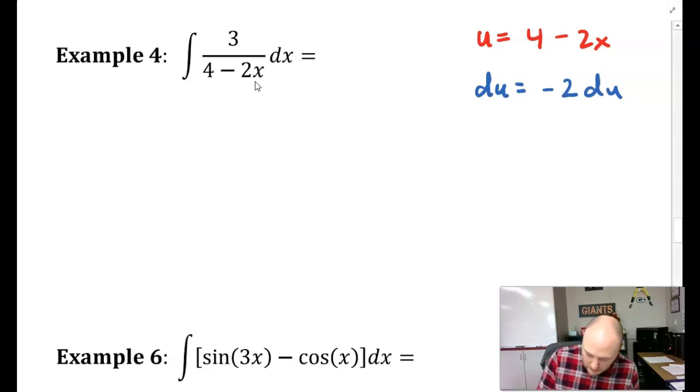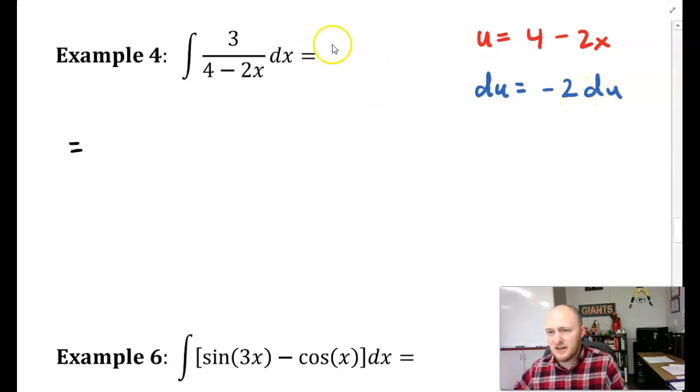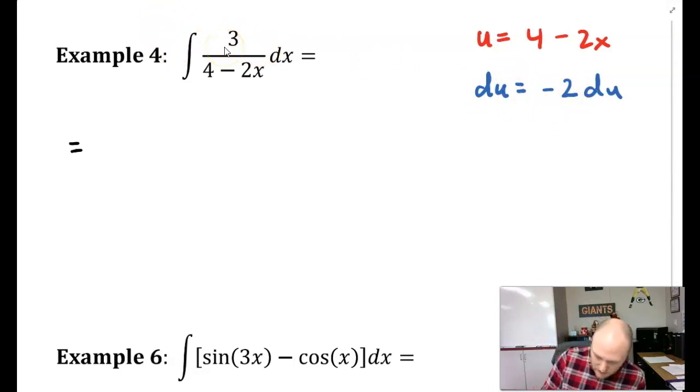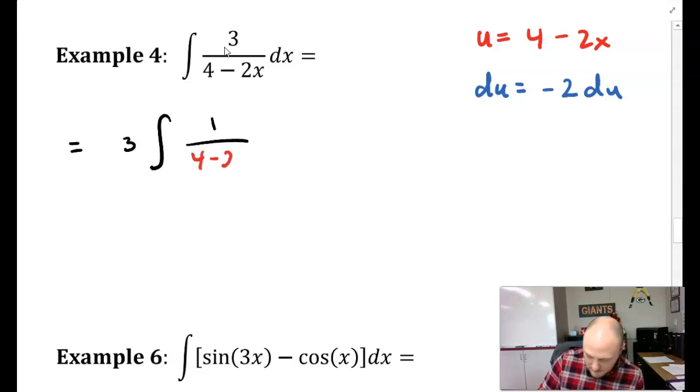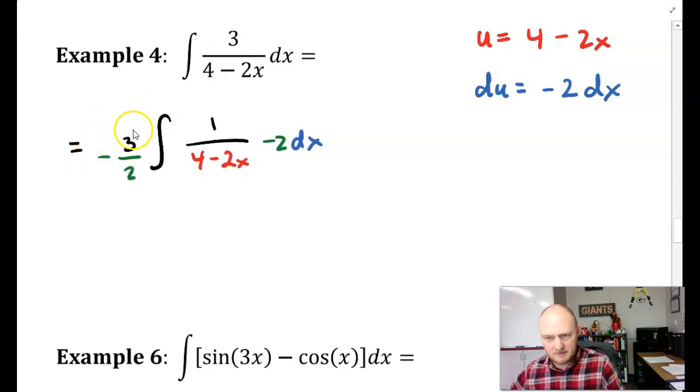All right, so what do I do with that 3? I have a 3, I don't have a 2. Well, there's no way to turn that 3 into a 2. So I'm going to pull that 3 out into the front. And this will be my u, right? 4 minus 2x. And we'll move the dx back here, and I'm missing my -2. So I'm going to add in a -2, and I'm going to balance that with a -1/2. -1/2 times 3 gives you the -3 over 2.